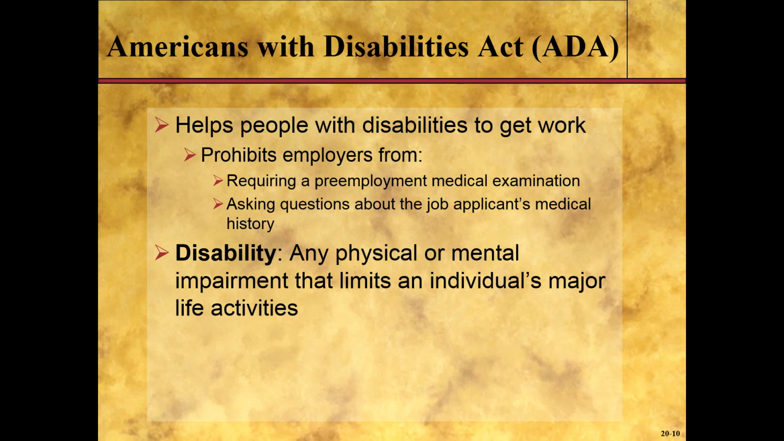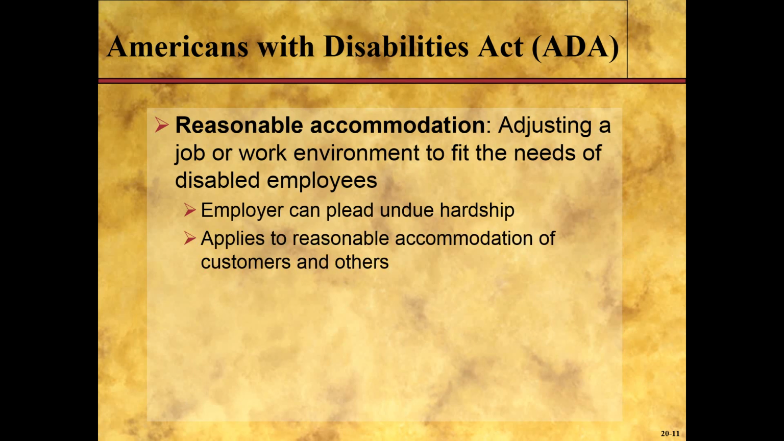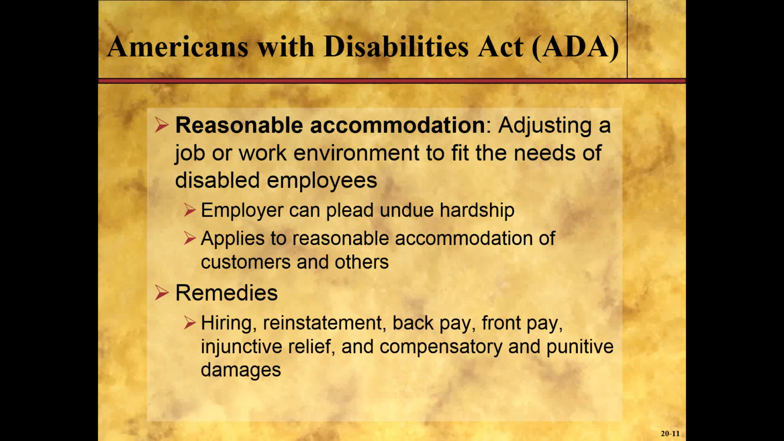All right. So what does the employer have to do? Well, they have to give a reasonable accommodation to a qualified employee. So basically, employers are not required to undergo undue hardship to adjust the job or work environment, but they do have some reasonableness requirement to adjust the job or work environment to fit the needs of a disabled employee. Also, there must be reasonable accommodation of customers and others. If this is not done, then there can be hiring, reinstatement, back pay, front pay, injunctive relief, compensatory, and punitive damages.